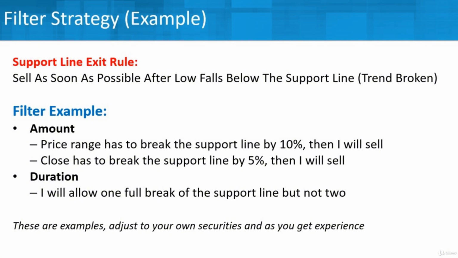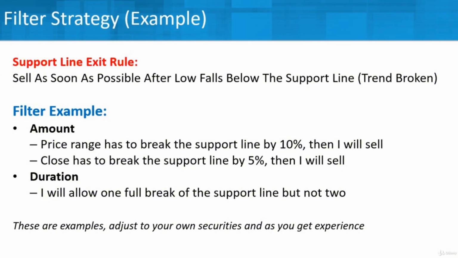So you're not selling exactly at that point. You're trying to give yourself a little bit more room to see if it might be a false or temporary breakout. So ways you could do that is say, okay, I know the support line exit rule says I should sell as soon as it breaks that support line. But I'm going to have an amount type rule, something like, I'm going to say the price range has to break the support line by 10%, then I will sell. So it's not simply enough that it breaks it, it's got to do it significantly, by 10%.